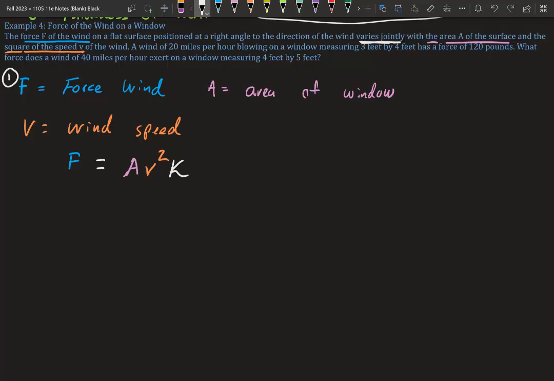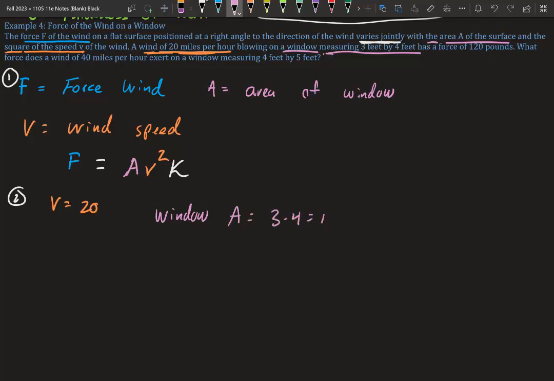So our second sentence is going to give us numbers to find K. A wind speed of 20 miles per hour. So we have V, it's 20. Blowing on a window measuring 3 feet by 4 feet. On that window, we have to find area. So 3 times 4, we get 12. So our area, our A, is 12. And it has a force of 120 pounds. That means F, that's for force, which is 120.